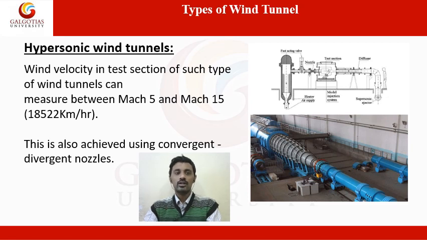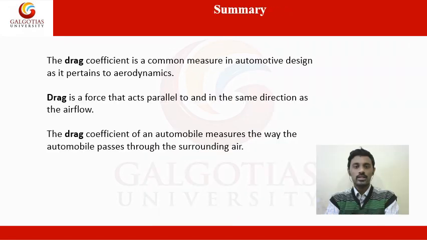So in summary, I can conclude by saying that the drag coefficient is a very common measure in automotive design as it pertains to aerodynamics, and drag is a force that acts parallel to and in the same direction as the airflow. The drag coefficient of an automobile measures the way the automobile passes through the surrounding air. For different vehicles the drag coefficient is different, and it also depends upon the surface area that it touches.